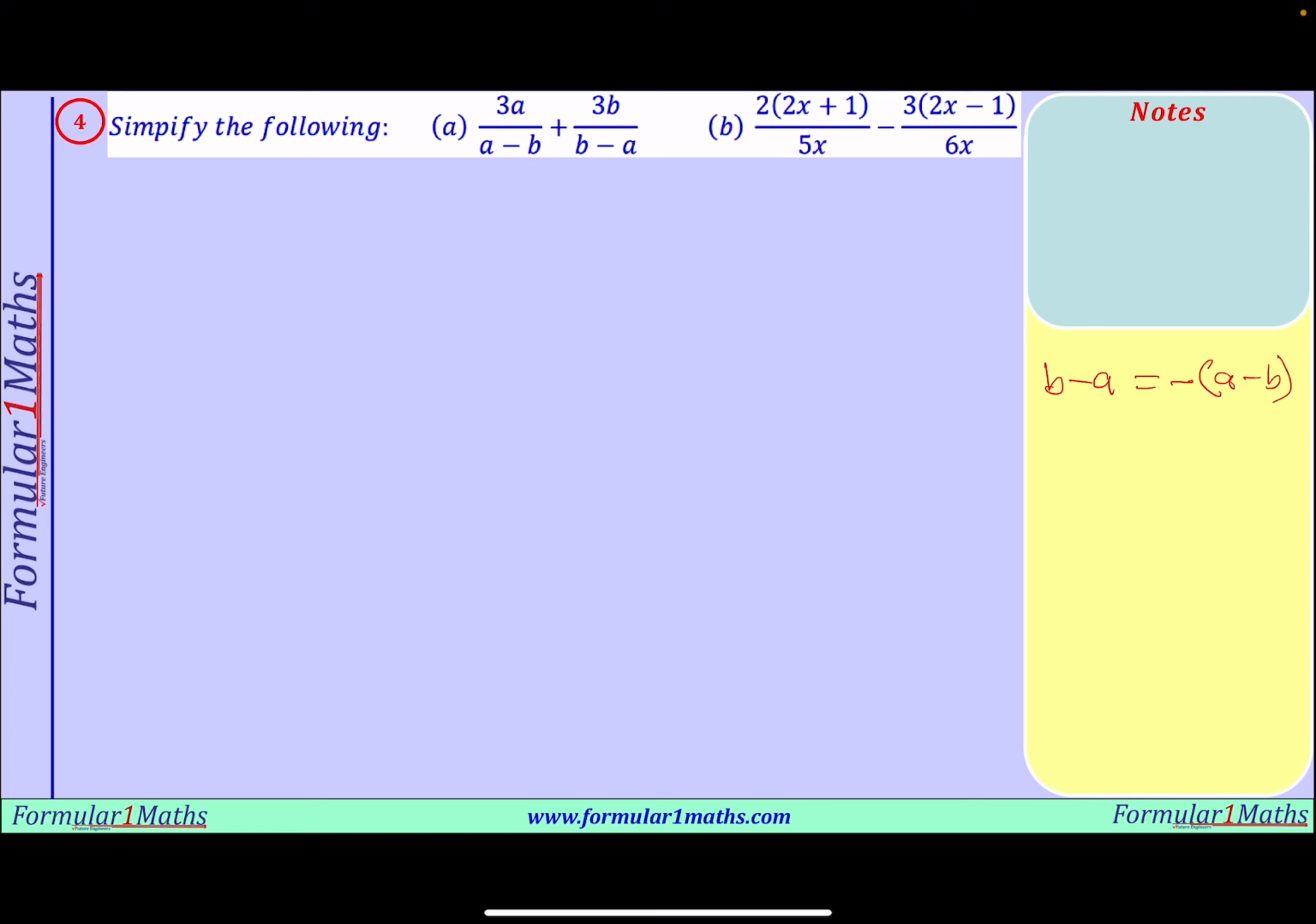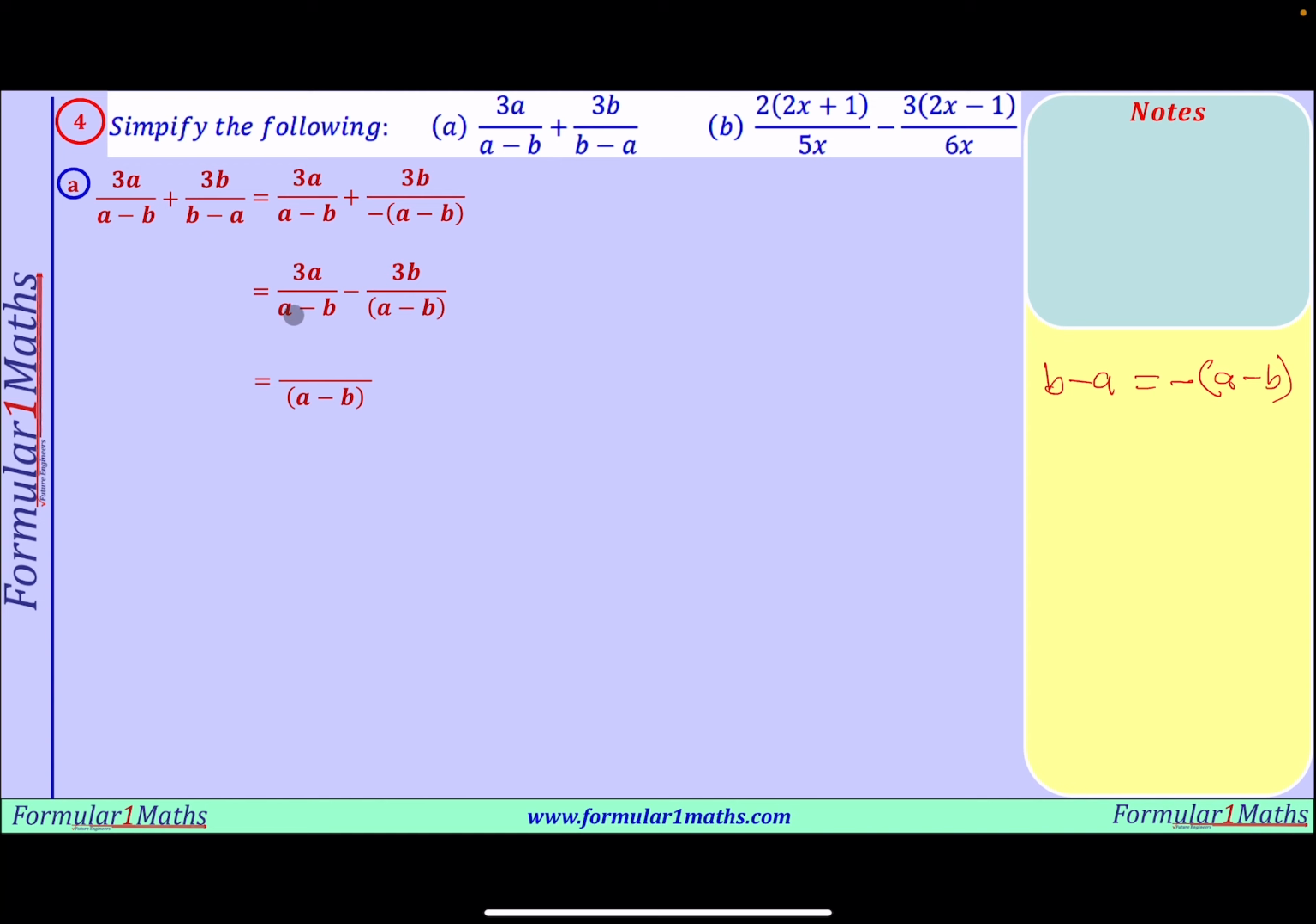So now we can write the whole thing as this. But this plus here and then minus will give us a minus. So the whole of that can be written as this. Now we have to find a common denominator of the two fractions, which is a minus b.